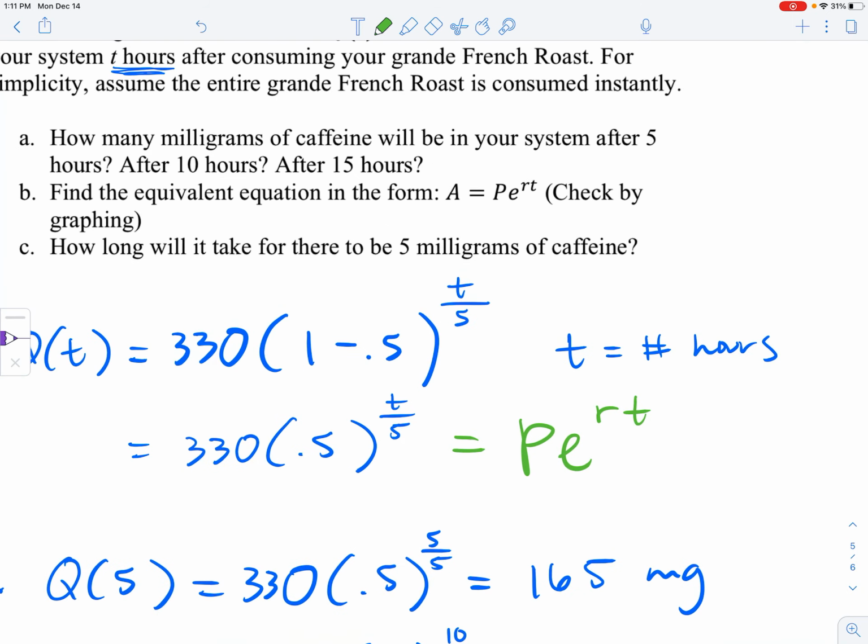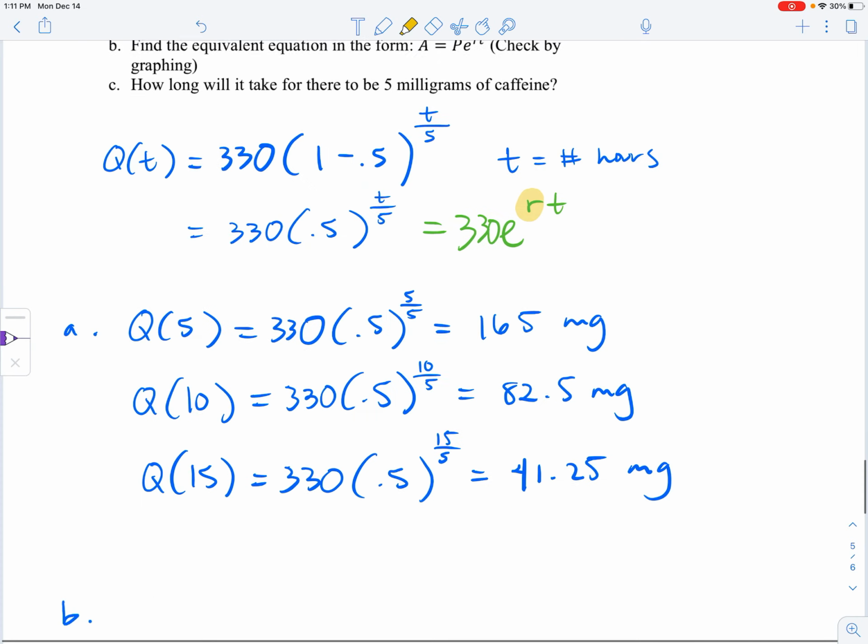So in order to come up with this model, it's going to be the same initial amount of 330. So we could actually replace P, also known as A sub 0, with 330. And we need to figure out what R would be. So basically what the hourly rate would be, reflecting the fact that the amount in your system is continuously decreasing.